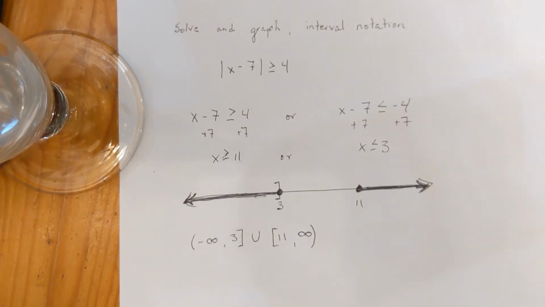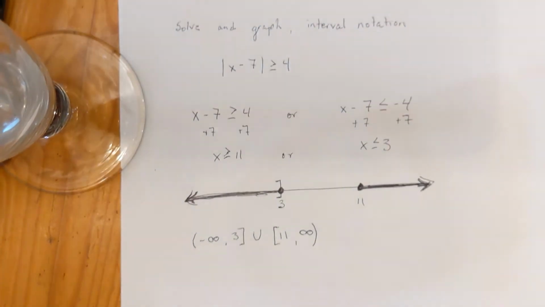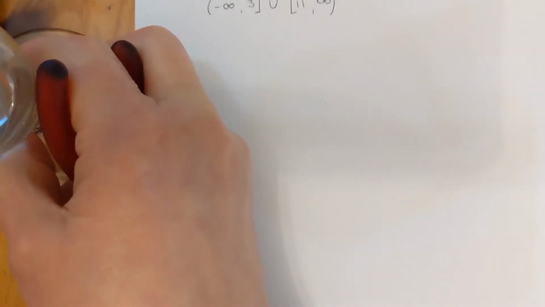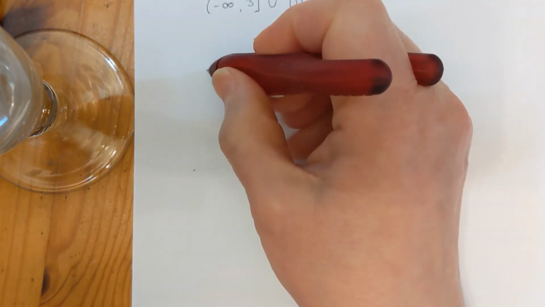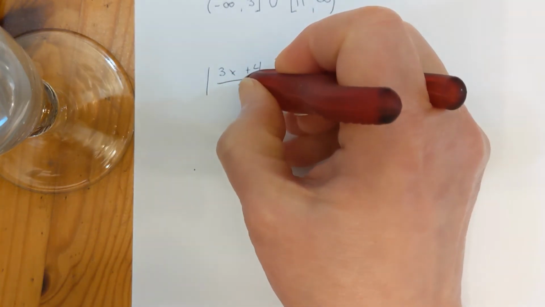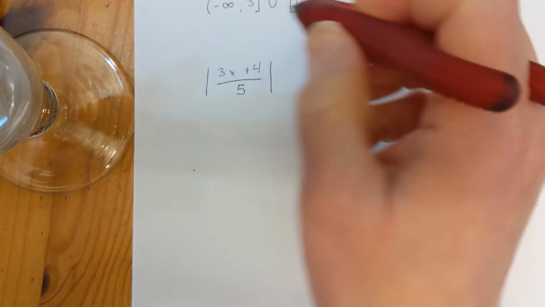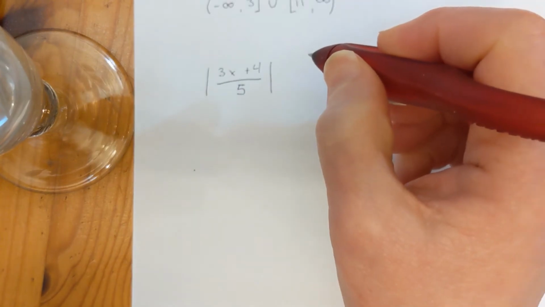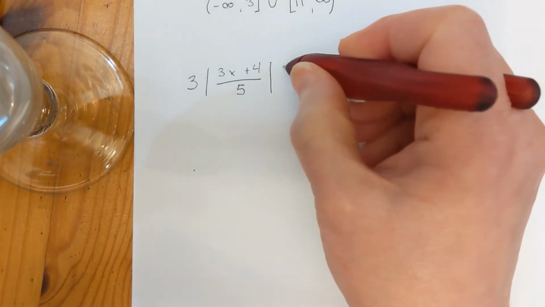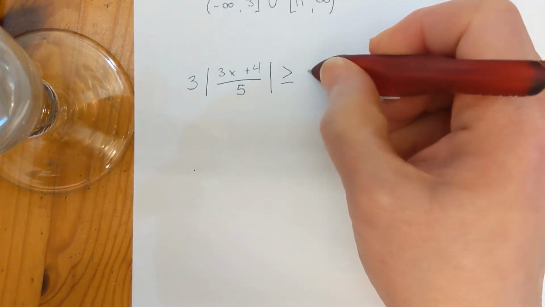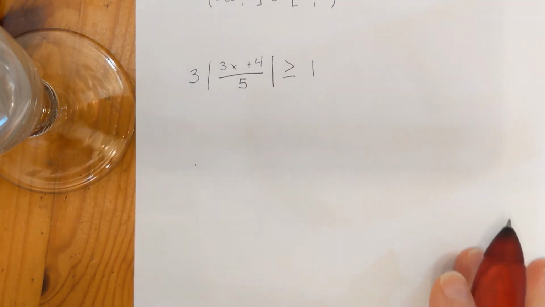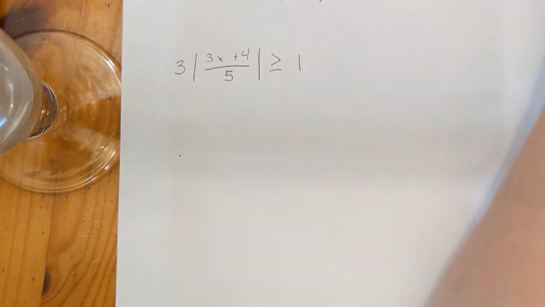The next problem is very similar, only it's got a fraction in it. Don't let the fractions freak you out. We can handle fractions. Plus 4 divided by 5. I'm just going to add another number to this over here. I'm going to put a 3 outside, because some of the problems have that number there. This one we're just asked to solve and write in interval notation.